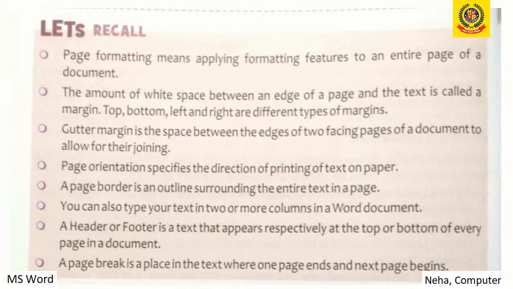Next, gutter margin is the space between the edges of two facing pages of a document to allow for their joining. So this is the gutter margin, which is between the edges, that means the end of the two pages, which allows them to join. Next, page orientation specifies the direction of printing of text on paper. That means it shows the direction of the page, how to print. Either we can print it in a landscape form or in a portrait form.